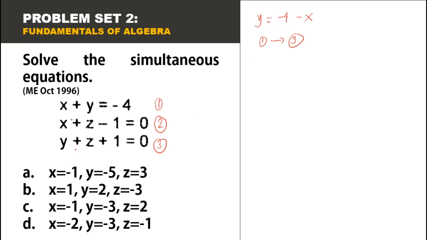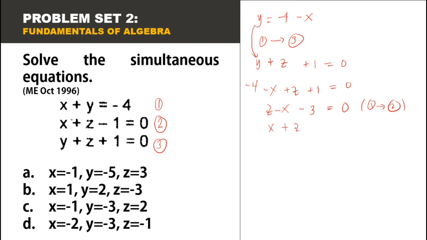We have y plus z plus 1 equals 0 for equation 3. So we can substitute this y here: negative 4 minus x plus z plus 1 equals 0. You can say that z minus x minus 3 equals 0. As you can see, for equation 2, we have x and z as variables, and we have this resulting equation from equation 1 and equation 3. So for equation 2, we have x plus z minus 1 equals 0.